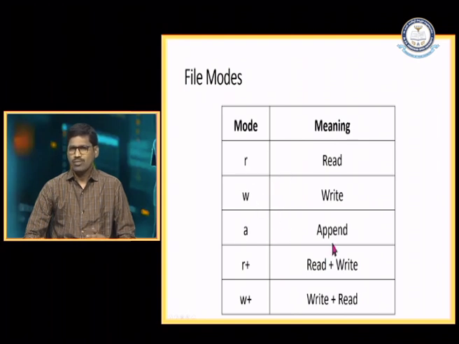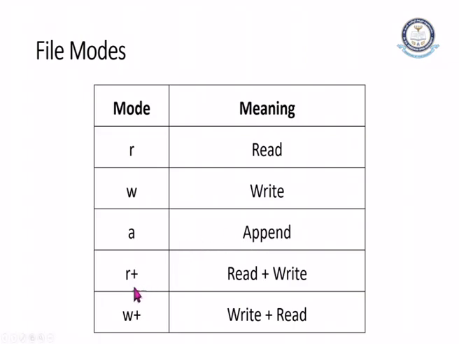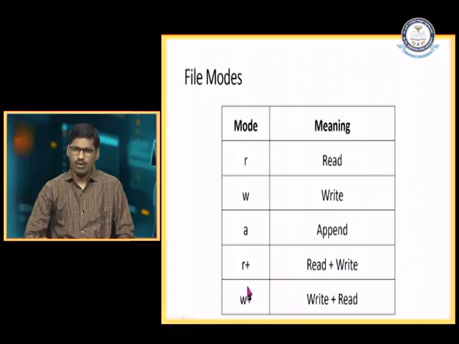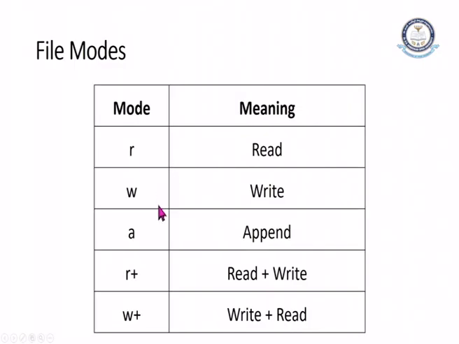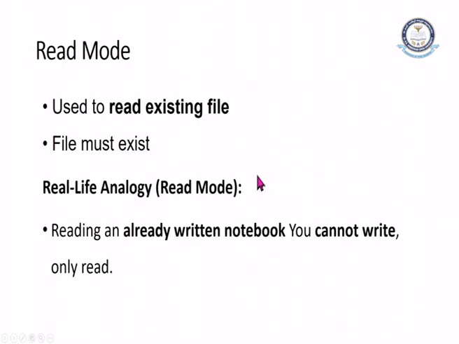Other than those, we have some advanced modes also, like r plus. We can implement read operations and read mode related properties, plus write operation is also allowed. Then w plus, it follows strictly all the rules of write mode, plus read operation is also allowed. Every mode has its own rules. We will cover those rules in the coming slides. For that we need to write w plus. So these are the different modes and the meanings of those.